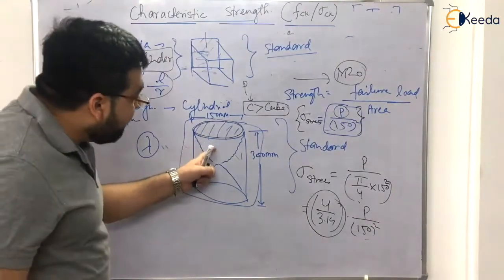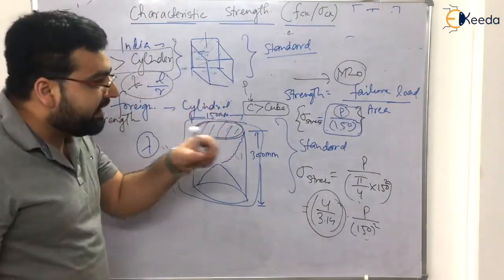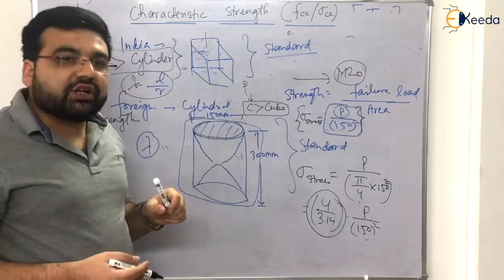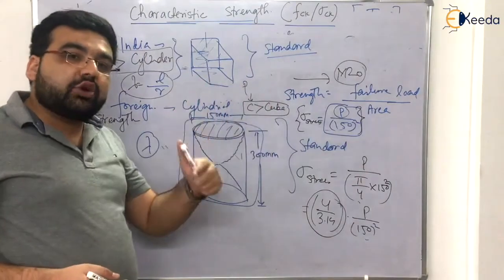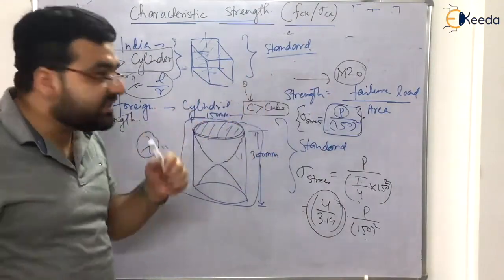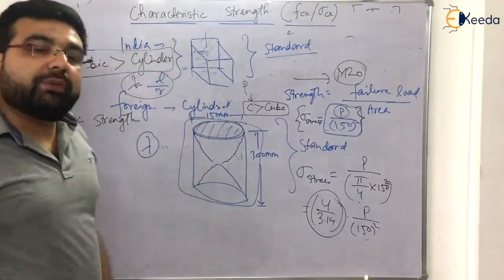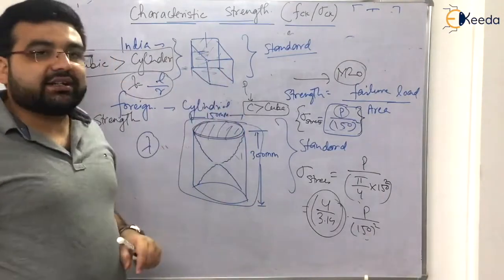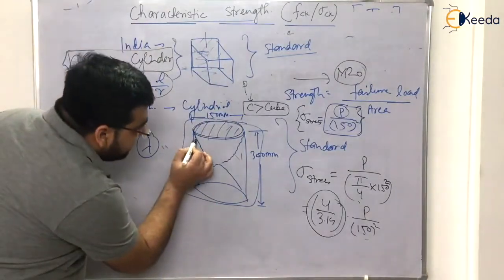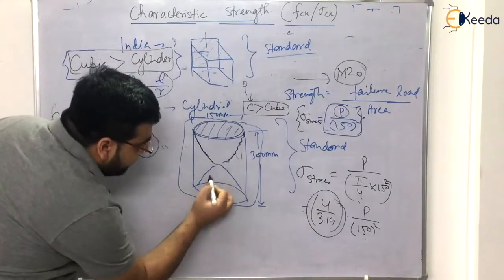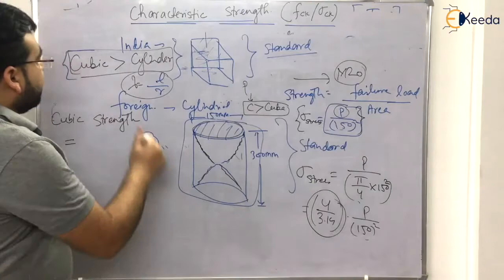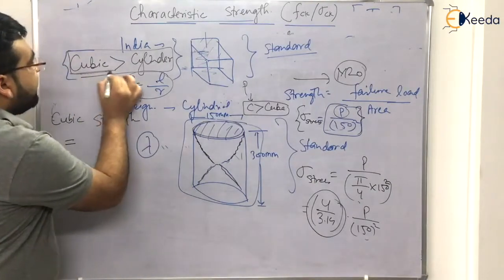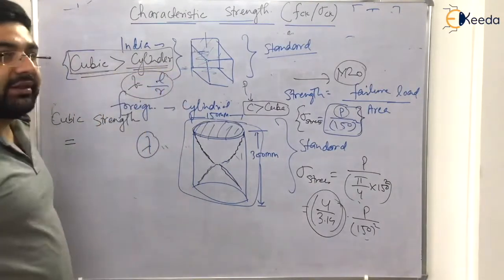Right? If a particular material or structure has a higher slenderness ratio, then the chances of its failure are higher as compared to the cubic structure because it has a lesser slenderness ratio. So it will fail like this. It will fail like this. This is the second reason. So that is why the cubic strength is greater than the cylindrical strength.